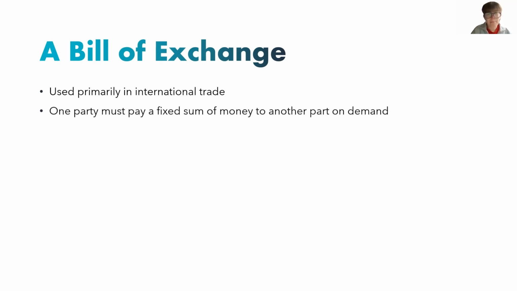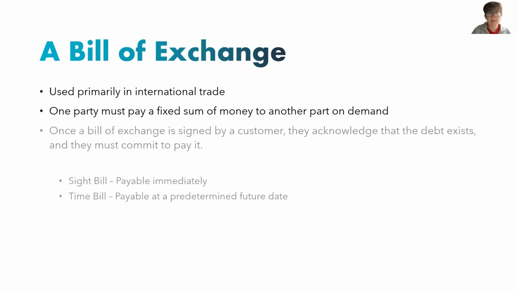A bill of exchange then. So this is used primarily in international trade, and it is where one party must pay a fixed sum of money to another party on demand. After a bill of exchange has been signed by a customer, they have acknowledged that that debt exists. They must then commit to pay it. So the sight bill is payable immediately, and the time bill will be payable at a predetermined future date.